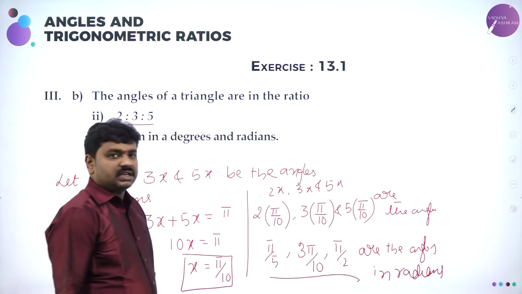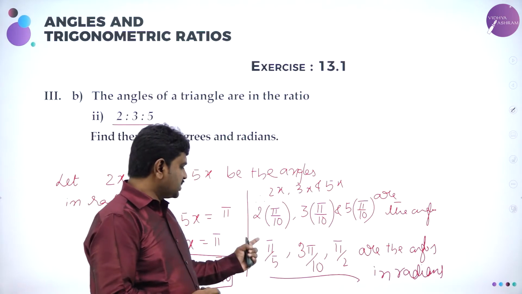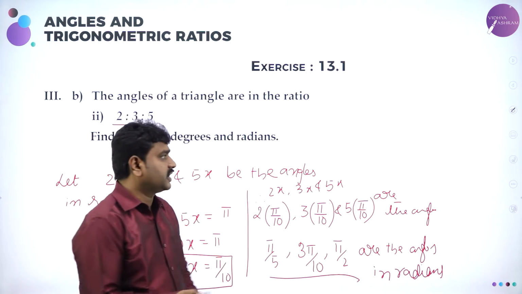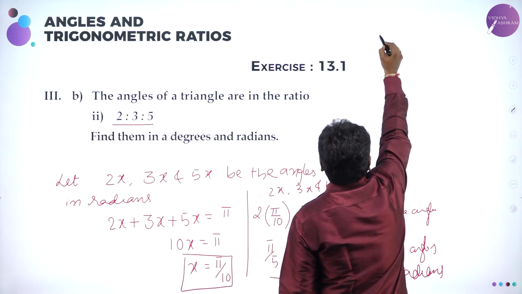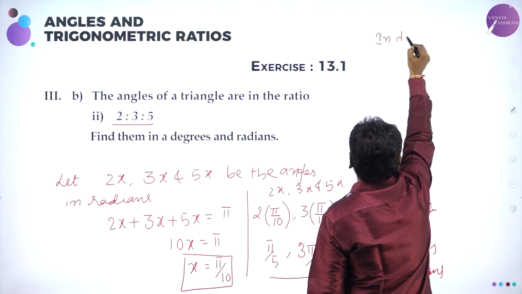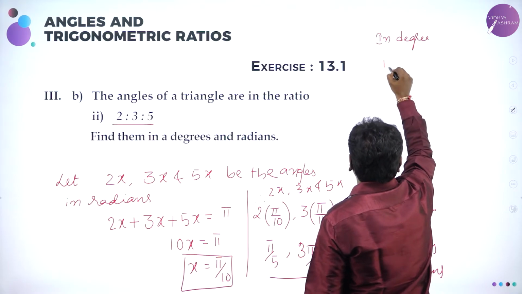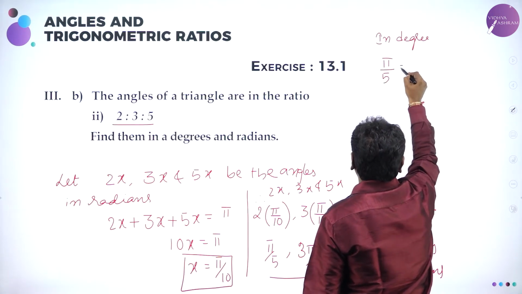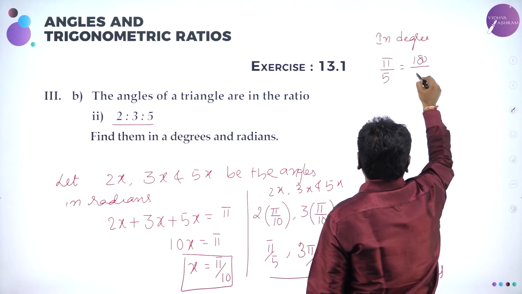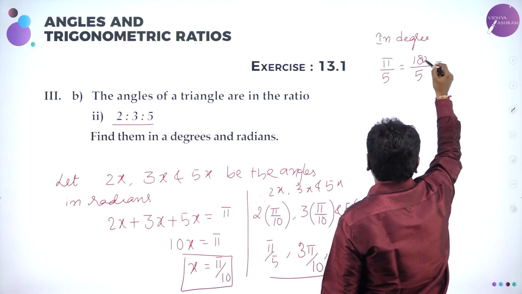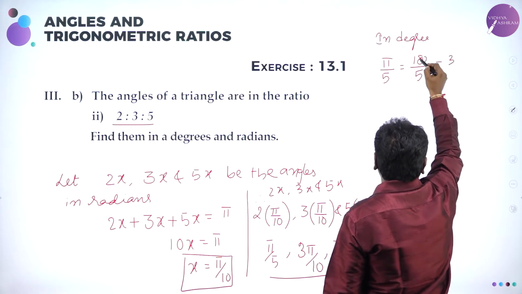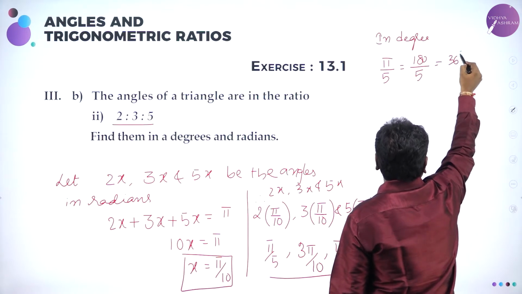Now you want them in degrees. Just in the place of pi put 180, you will get it. So in degree measurement, the first one is pi by 5. Pi by 5 means 180 by 5. 5 threes are 15, so it will become 36 degrees.